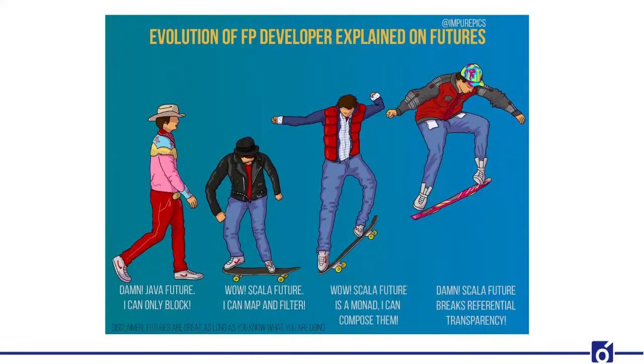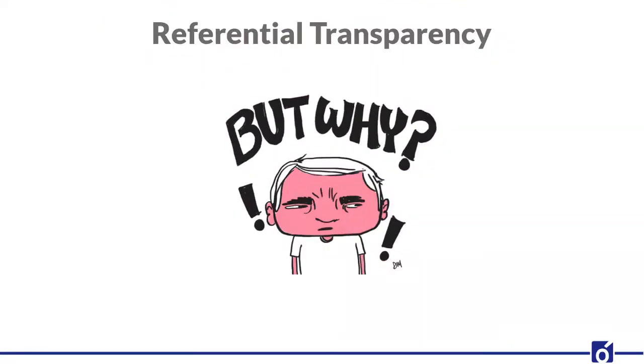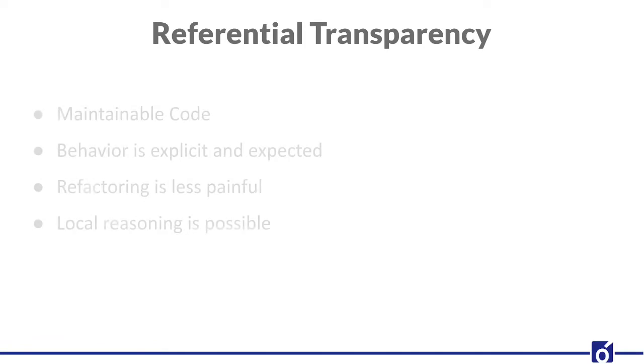So now we know, those who have worked with futures know that it is a monad, that Scala's Future breaks the referential transparency principle as well. So let's see why we actually need referential transparency in our program. It makes our program maintainable. The behavior is explicit and expected. Refactoring is obviously less painful, and local reasoning is possible with referential transparency.